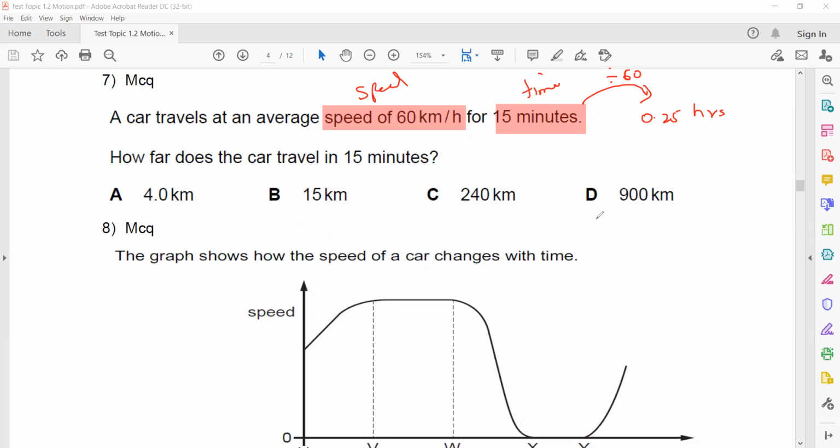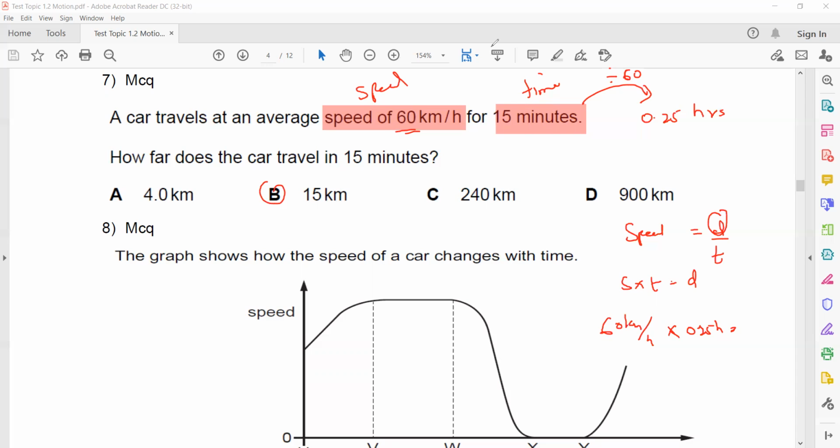Now we have the formula: speed is equal to distance divided by time. We need the distance, so speed multiplied by time is equal to distance. The speed of the object is 60 kilometers per hour and the time is 0.25 hours. So when you multiply 60 with 0.25, you will get 15 kilometers.